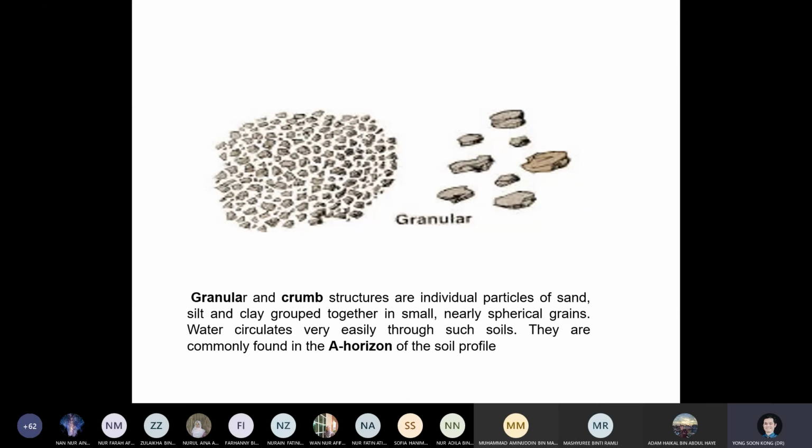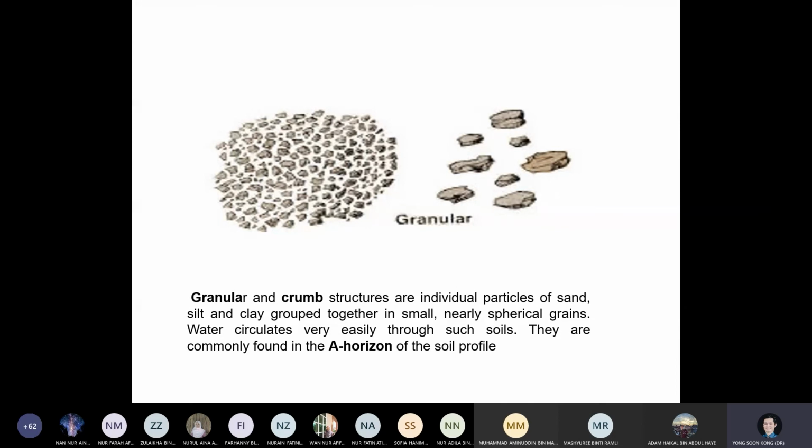And like you can see right here, granular, not exactly round, but very close to round shape. And most of the good soils are looking like this. And as you can see right there, they are commonly found in the A horizon. Why is that? If you still remember, the A horizon is the second horizon from the top.